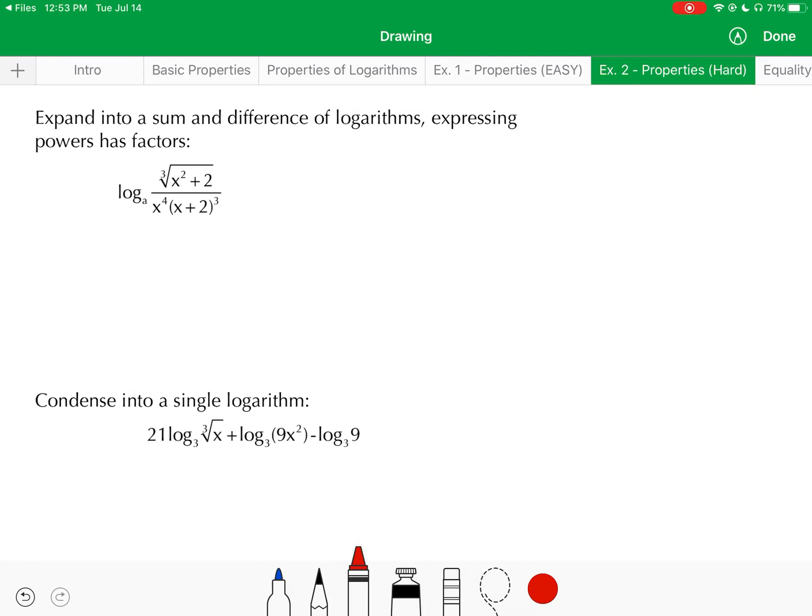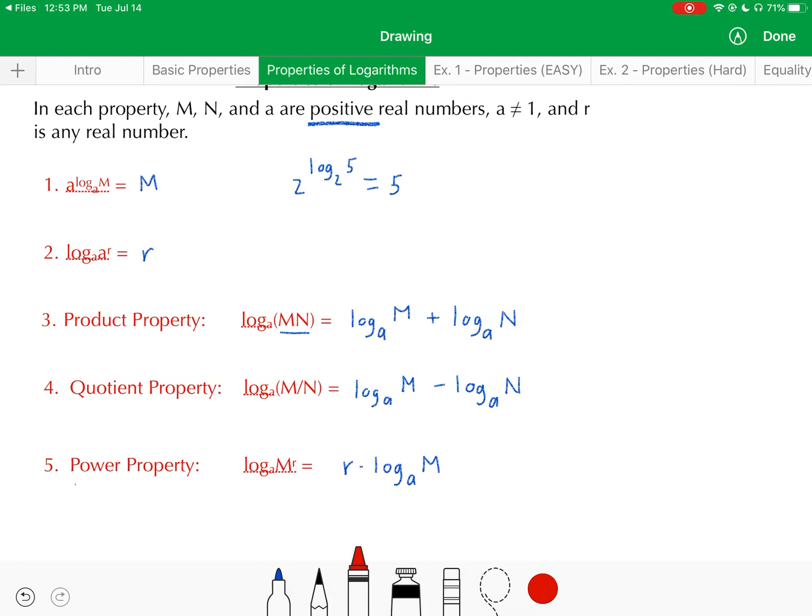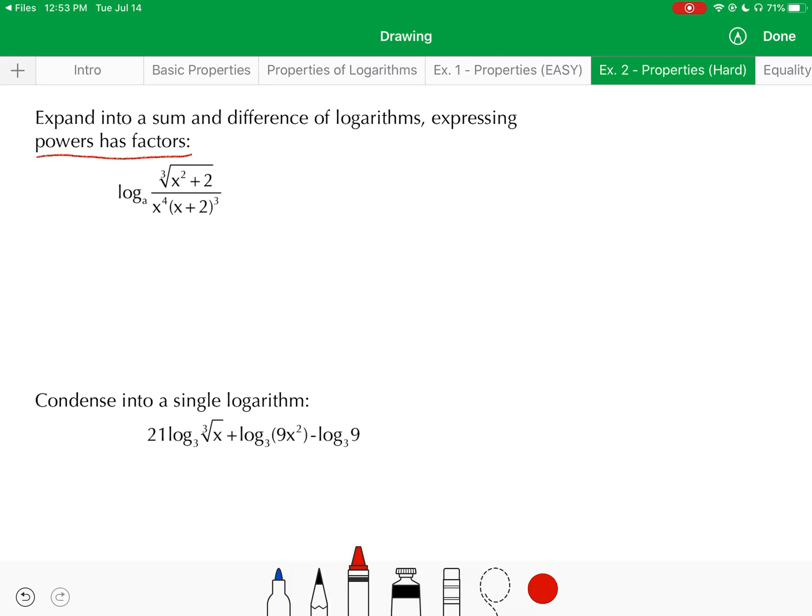Okay, when we say expressing powers as factors, that essentially means to use this power property, right? If I'm bringing the power of r down in front and it's multiplying log base a of m, r can now be thought of as a factor, okay? All right, so there's a lot going on here.